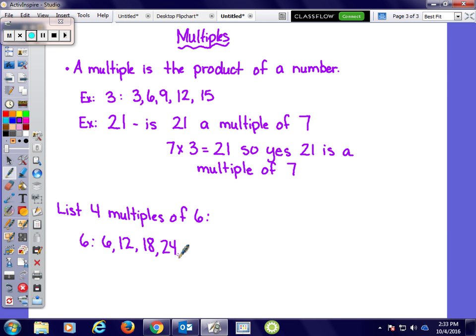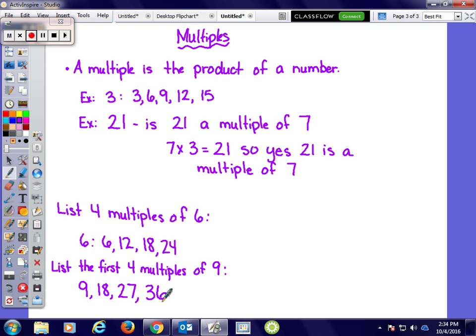So those are your first 4 multiples of 6. Let's try another one. List the first 4 multiples of 9. Okay, pause the video. Okay, 9 times 1 is 9, 9 times 2 is 18, 9 times 3 is 27, 9 times 4 is 36. Those are your first 4 multiples of 9.